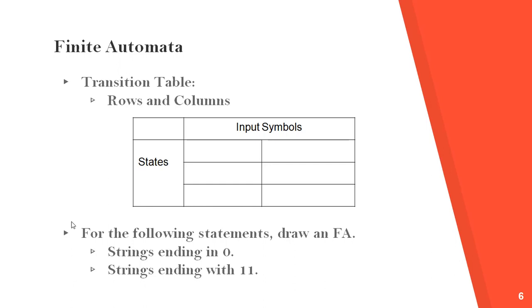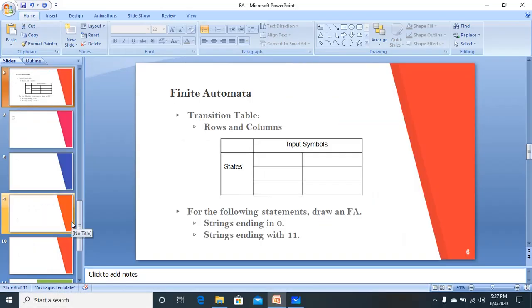First, we have to find which input alphabets we require here. In the given statement, strings ending in 0, we require the input alphabets 0 as well as 1. One major thing here: for each and every state, we have to test these two alphabets. How is it done? Let me discuss one example, how we construct or draw the finite automata for the given statement.